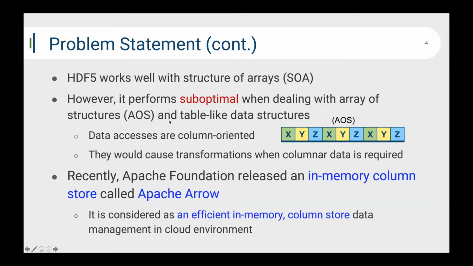HDF5 works well with the structure of SoA. However, it performs suboptimally when dealing with array of structures and table-like data structures. In these structures, data access is always column-oriented. This would cause transformation when column data is required. Recently, the Apache Foundation released an in-memory column store called Apache Arrow, which is considered an efficient in-memory column store for data management in cloud environments.